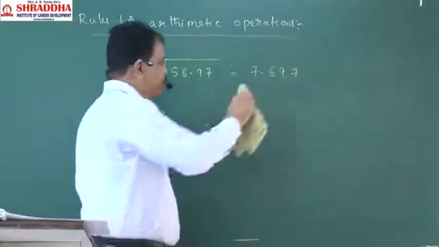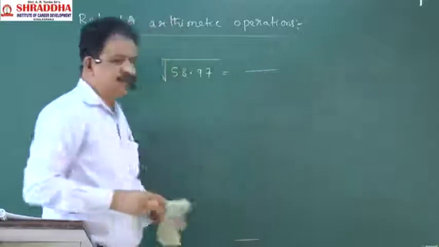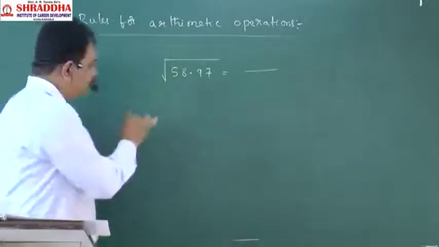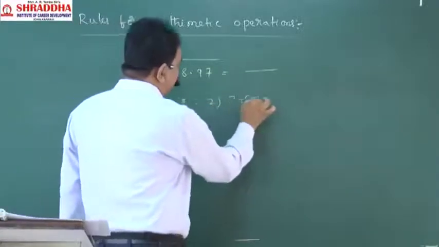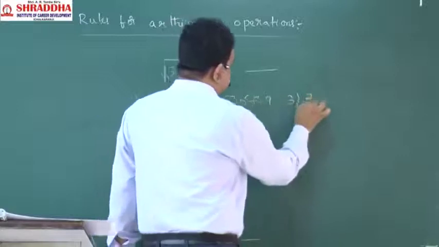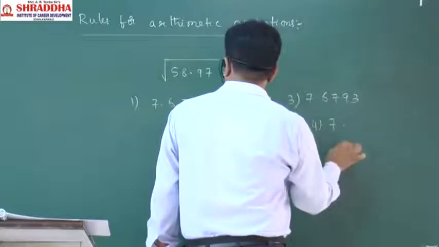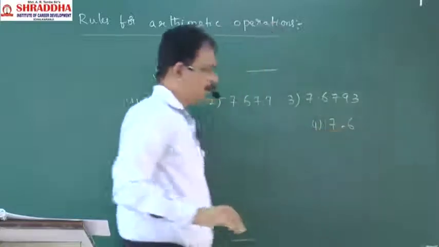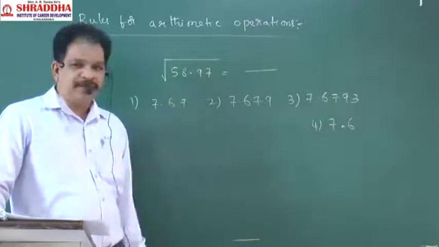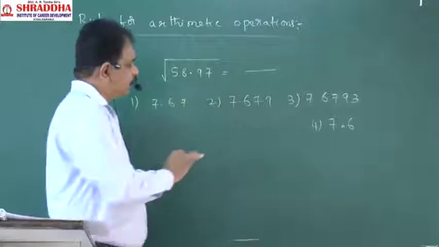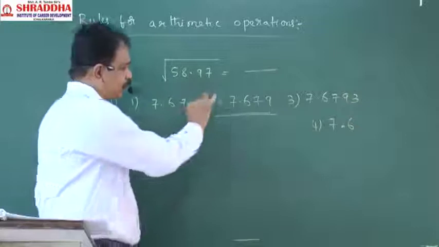How will the question be there? Root 58.97 is equal to, and they will give 4 options: 7.67, 7.679, 7.6793, 7.6. What is the answer? What is the logic here? It has 4 significant figures. The final answer will also have 4 significant figures. So this is the answer.